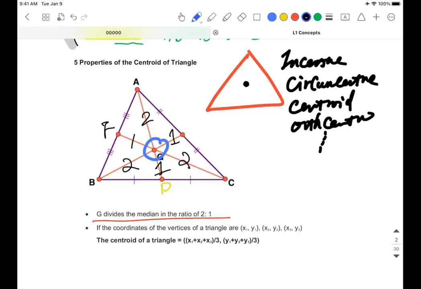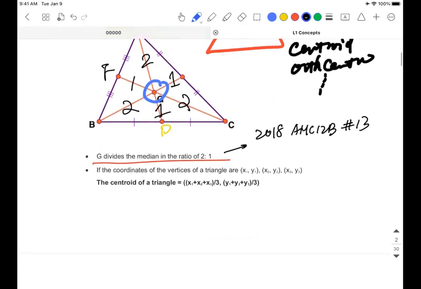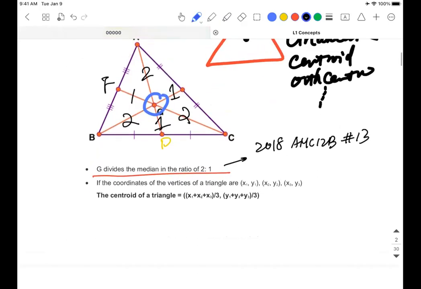You know what? If you know such a property, you can easily solve the 2018 AMC 12B question number 13. If you know this, that's going to help you solve the problem in about 5 seconds. If you don't, that's going to take a lot of time for you to do the calculation.